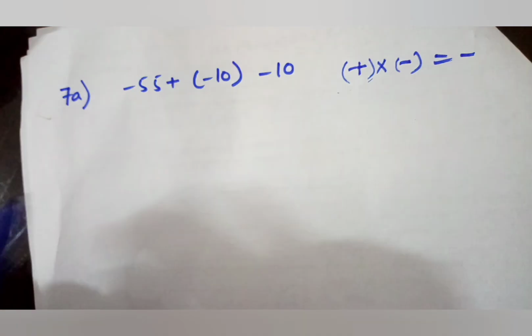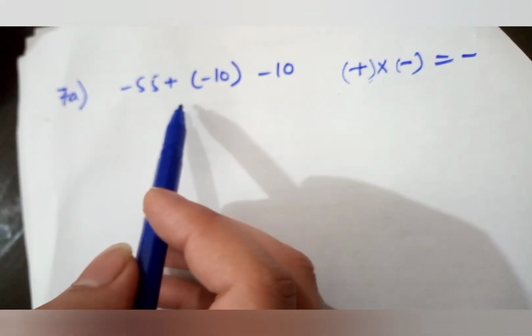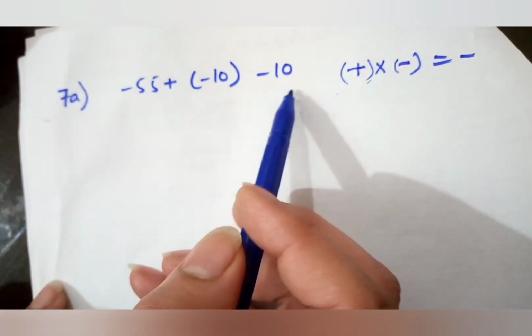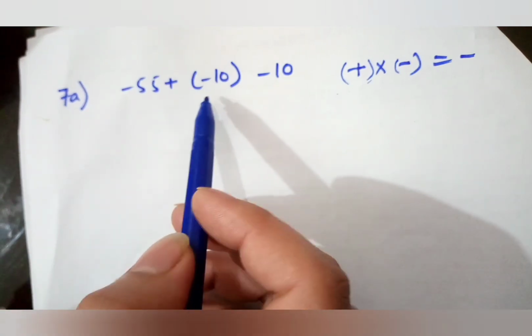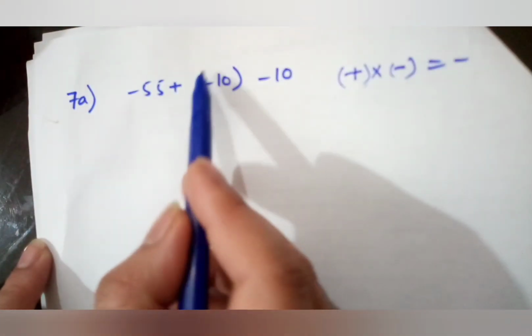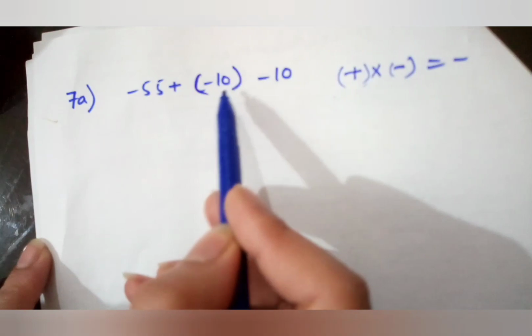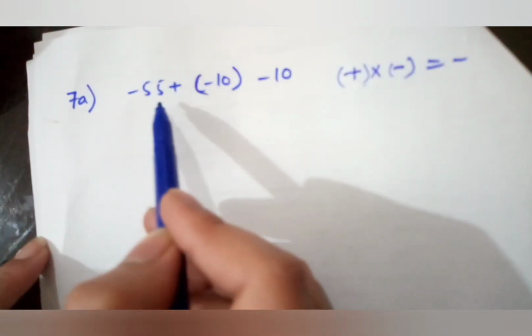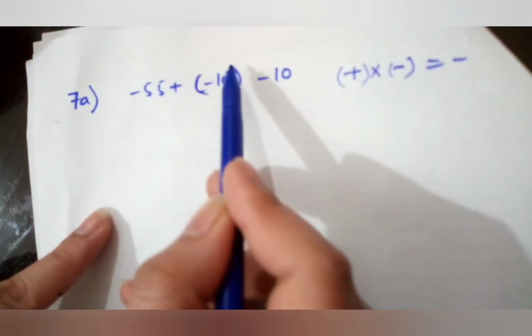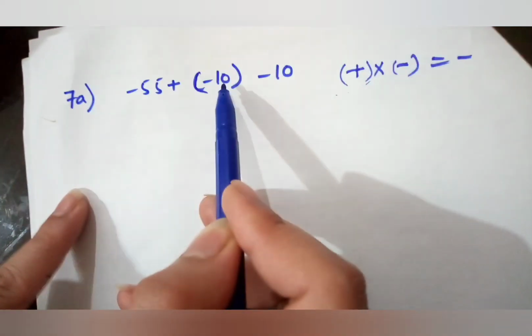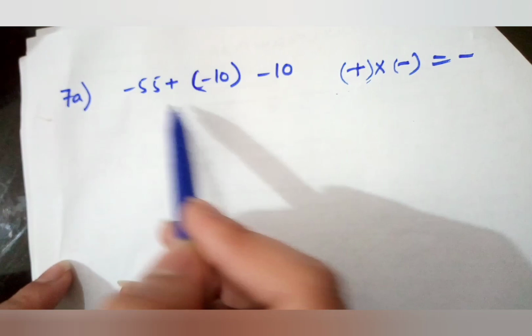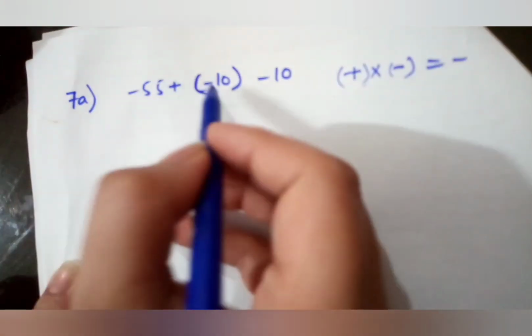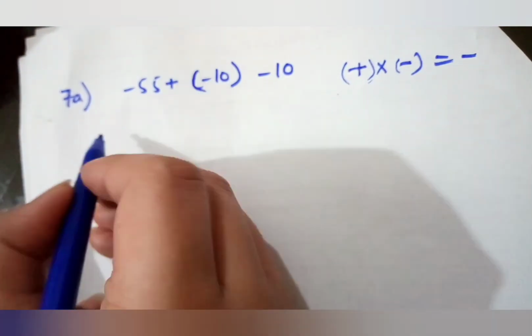You have to follow some order, and what is the order? Firstly, you have to solve the brackets. Now look at part A, we have the bracket. This round sign, semicircle, is called the bracket, and it is the small bracket. Firstly, you have to solve this bracket, and after that you will move towards the other signs. So I will solve this bracket first.